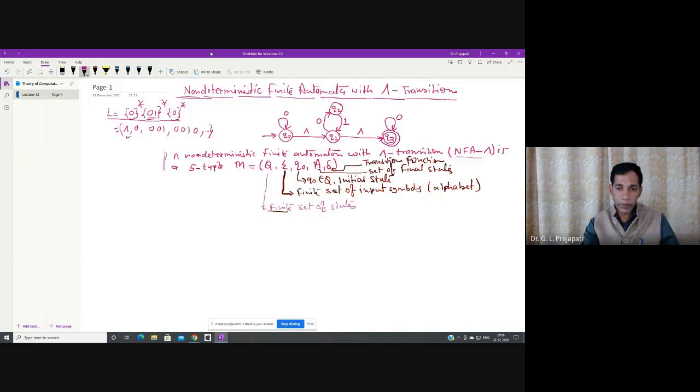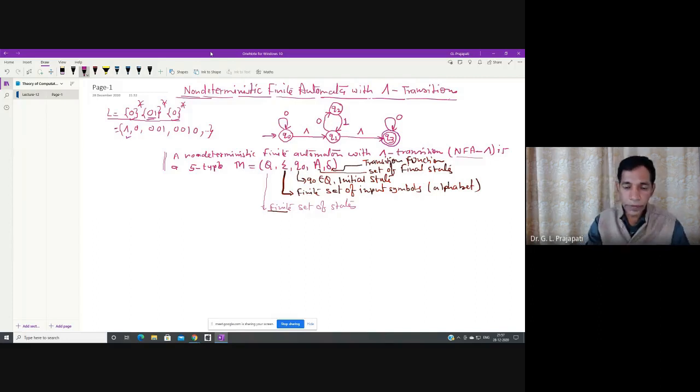But here we don't require to make Q0 a final state, because once you are at Q0, without consuming input, you can reach Q1, and from Q1 also, without consuming any input, you can reach Q3. Hence, once the machine stops at state Q0, it can also reach Q3. That's why we don't require to mark Q0 as a final state. The only final state in this case is Q3, so we have only one final state.